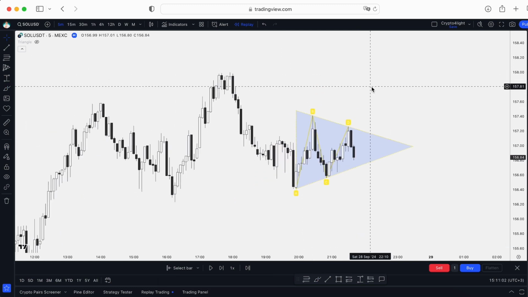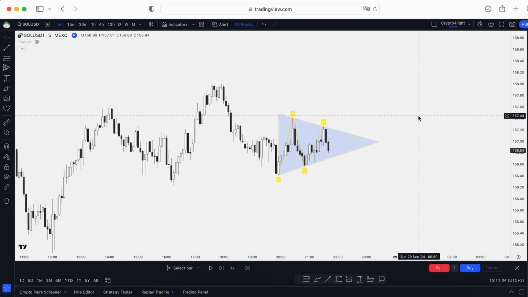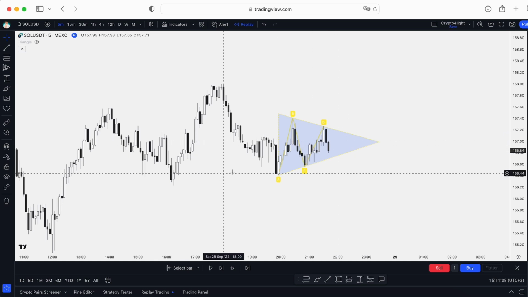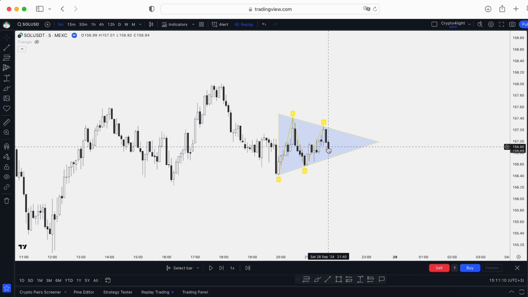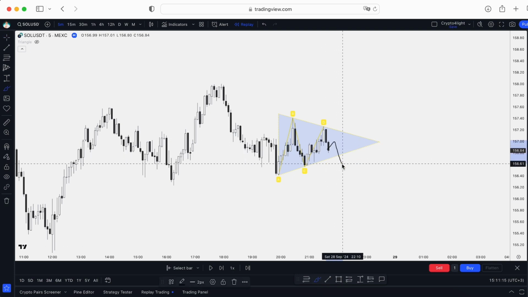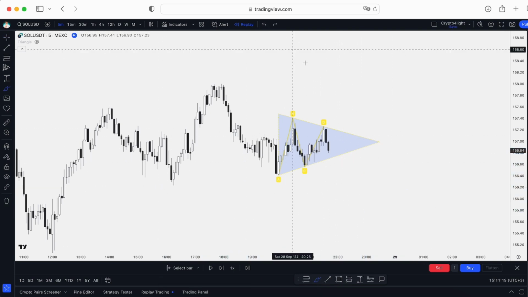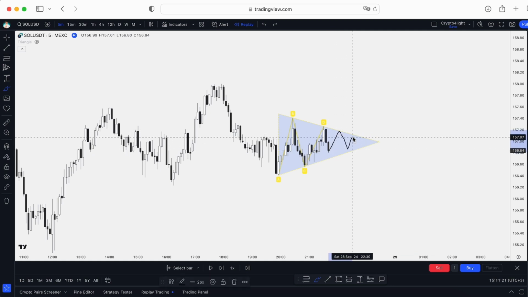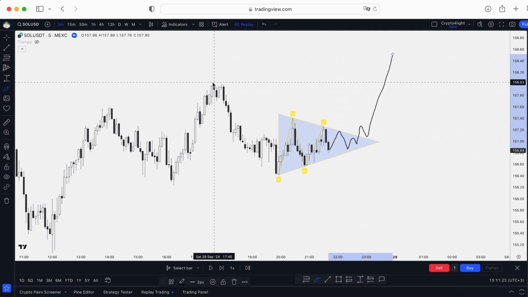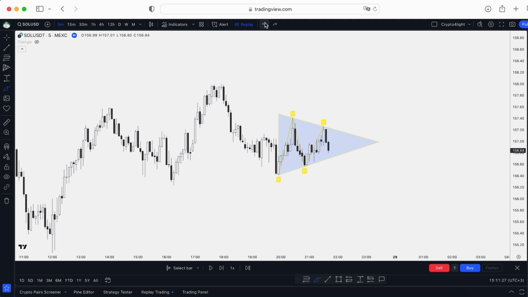I remind you, all of these tools can work perfectly well on history, but in the moment, to be honest, we can't know where exactly we'll be breaking out of that triangle. We'll be breaking out like this one and dropping down to sweep that low, or we'll make a move like this one and go higher to sweep that high. That's why, guys, all of these triangles, yes, I totally understand.